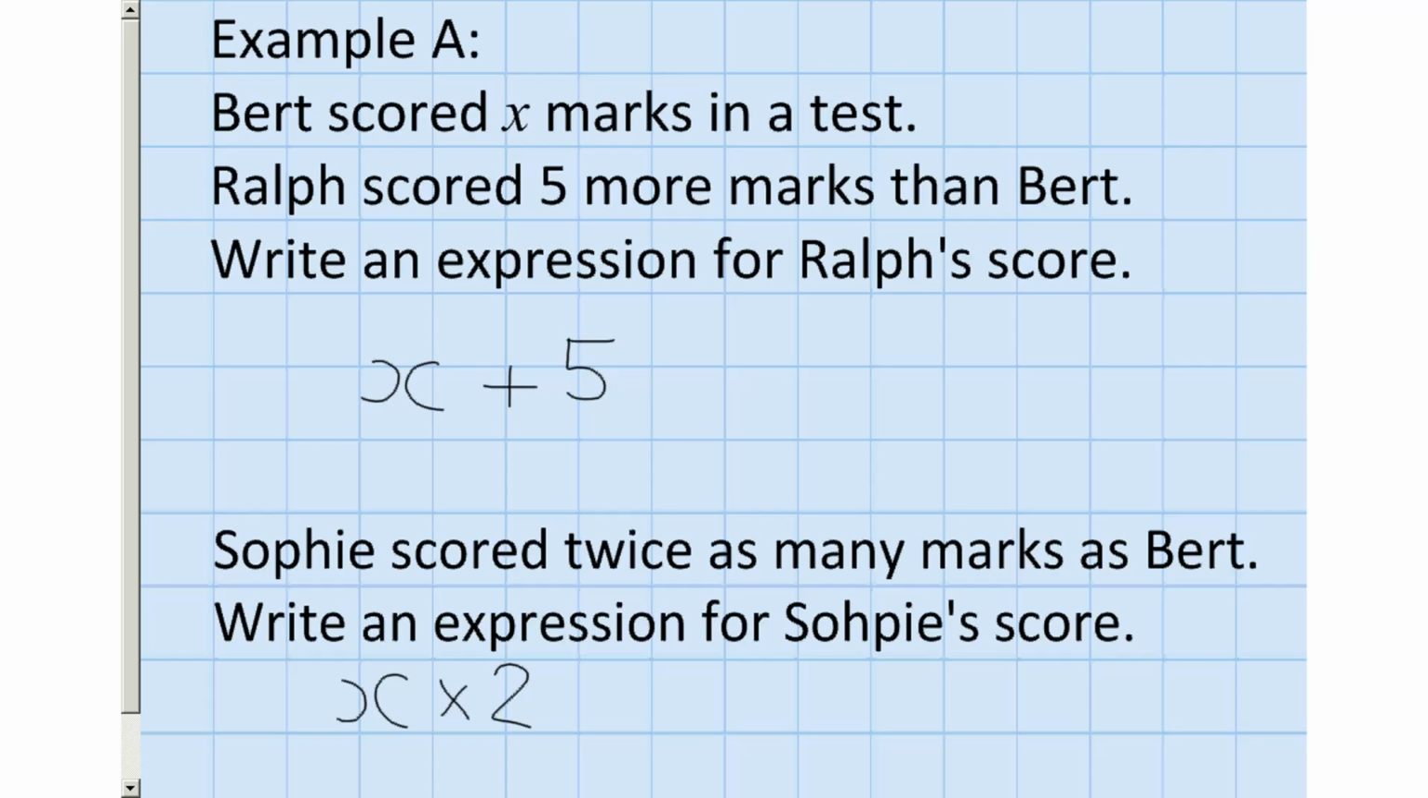Now, we wouldn't really write this in algebra like this. If you multiply a variable, a letter, by a number, the number goes first, so we'd say 2 times x, and following on from the previous page, we don't write the multiplication sign, so it's 2x.